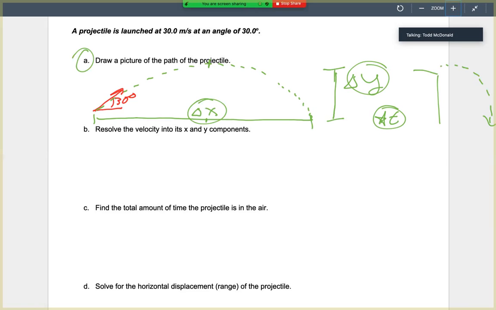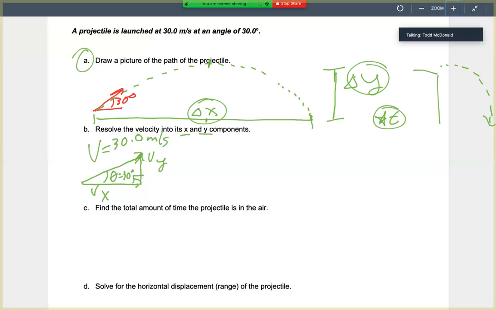Okay, the first thing we're going to do here, it says resolve the velocity into its X and Y components. Here's what we mean. We're going to draw a right triangle. You have a horizontal velocity. You also have a vertical velocity, so that the overall velocity is this here. We're going to label everything. Our overall velocity, we know this is launched at 30.0 meters per second. We also know that the angle is 30 degrees. What we are going to try to find is the X component of that velocity, and the Y component.